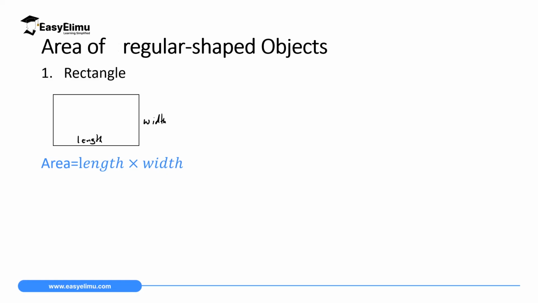So we have different regular shapes and their area is calculated using a specific formula. Like in the first case, we have a rectangle whose area is calculated as length times width.